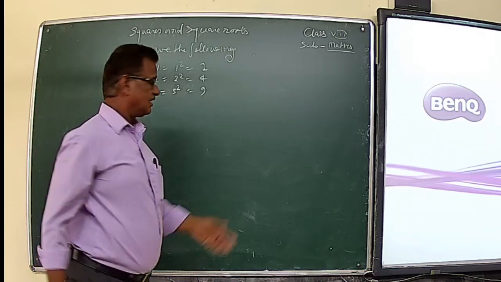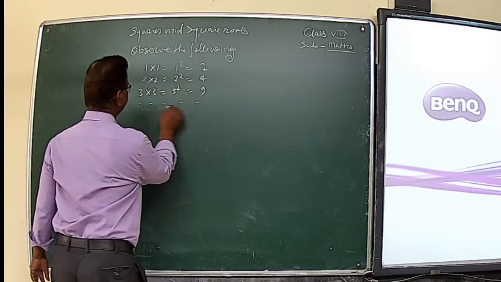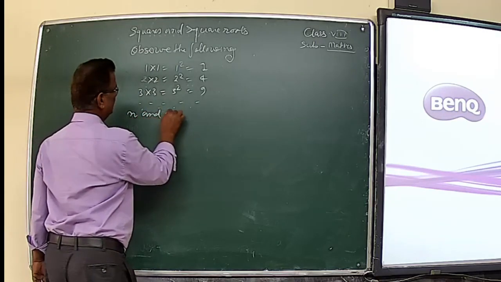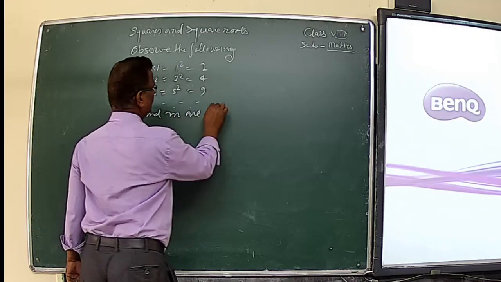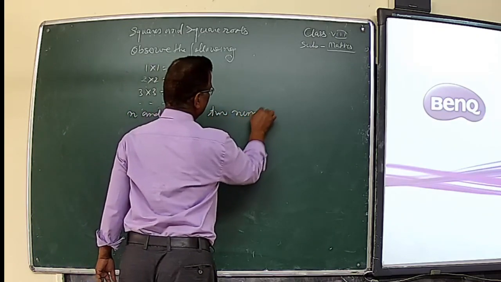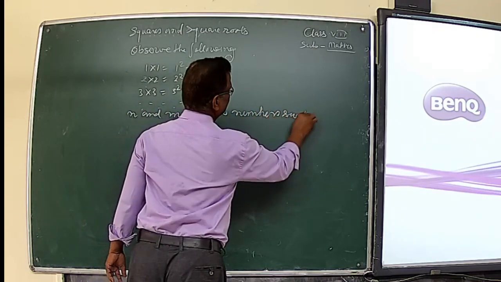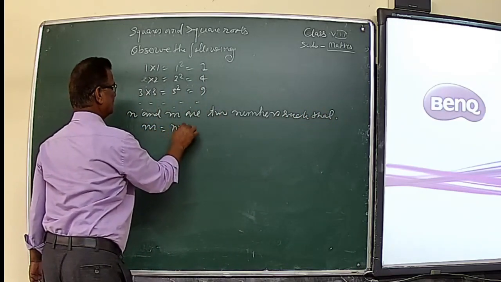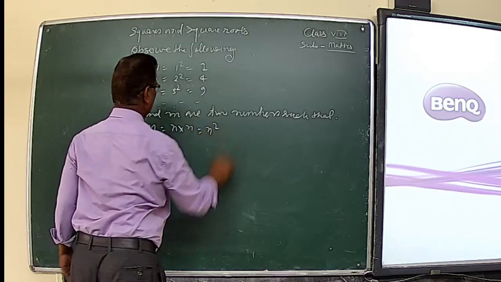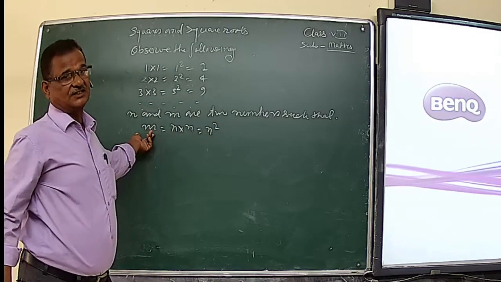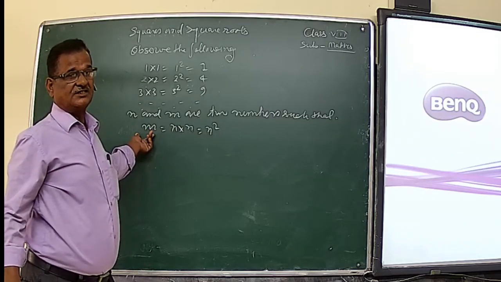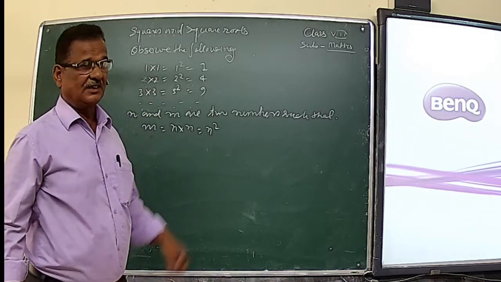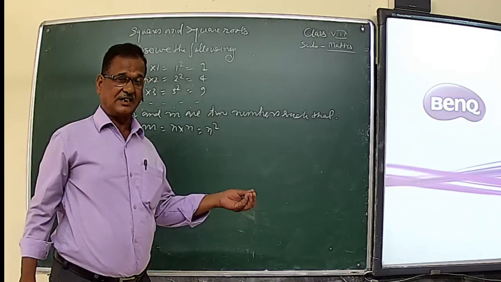So in general we can say that if m and n are two numbers such that m is equal to n into n is equal to n square, then m is called a square number. It means when a number is multiplied by itself, the product is called the square of that number.